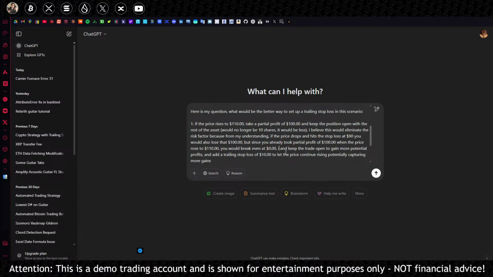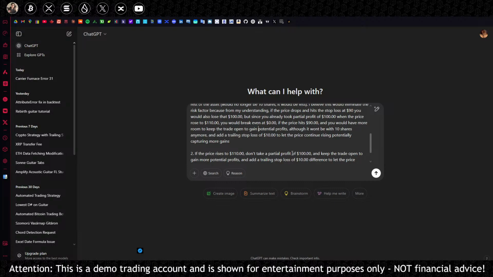if the price hits 90. And keep the trade, and you would have more room to keep the trade open to gain more potential profits, although it won't be with 10 shares anymore.